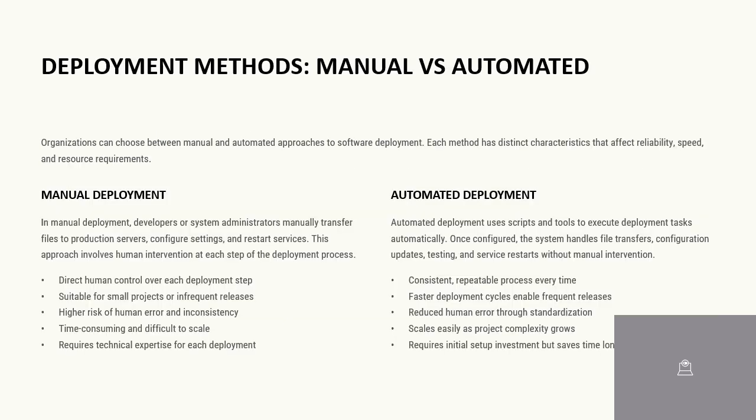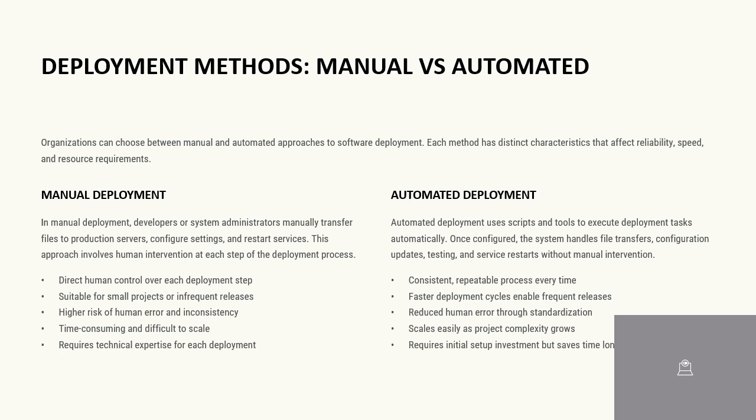Now moving to the methods: manual versus automated deployment. Basically, any organization can choose between a manual and an automated approach. Each of these methods has its own specific characteristics, which will affect the speed, the reliability, the resources used, the requirements of the resources used, etc.